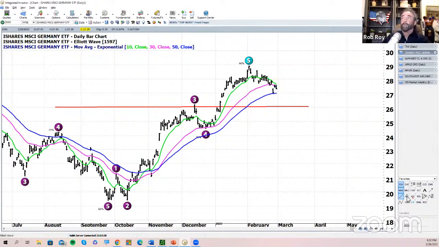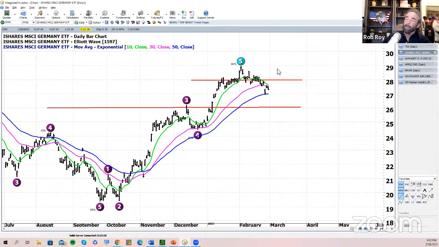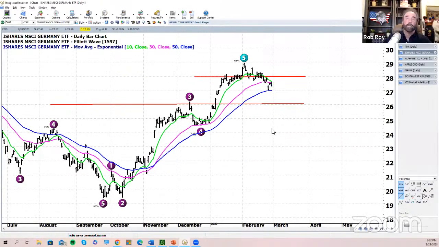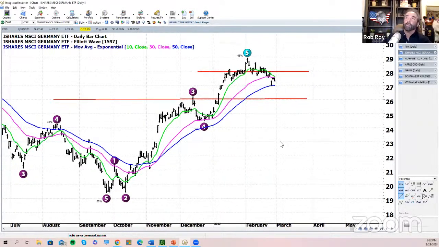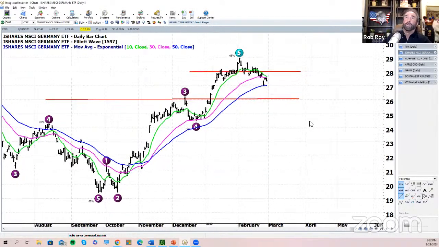But if we can turn and get back above it, then you want to say, okay, back above the 10-day moving average is great. But really, if we're going to do anything significant to the upside, we've got to get back above 28 as well. So this two-step process here: recover the 10-day moving average and then follow through with getting above 28. If we can do that, then perhaps we have something further to go with the EWG.